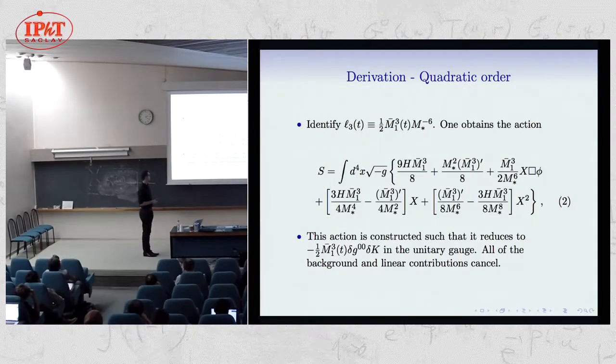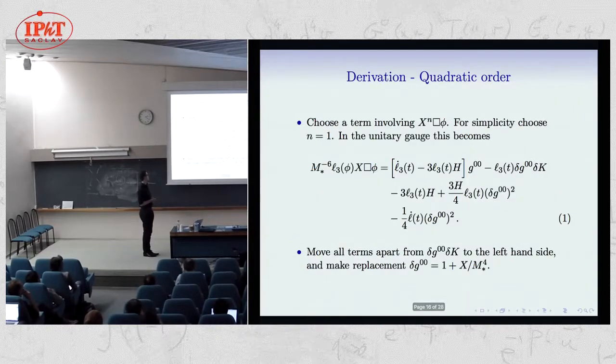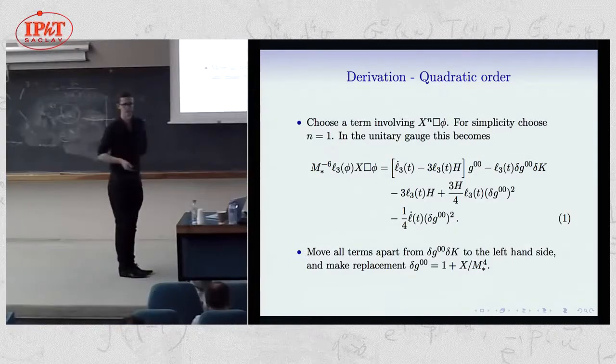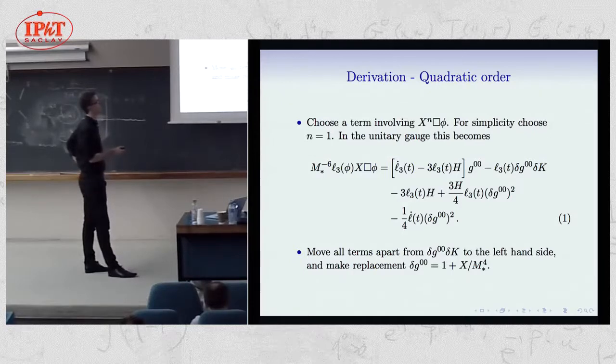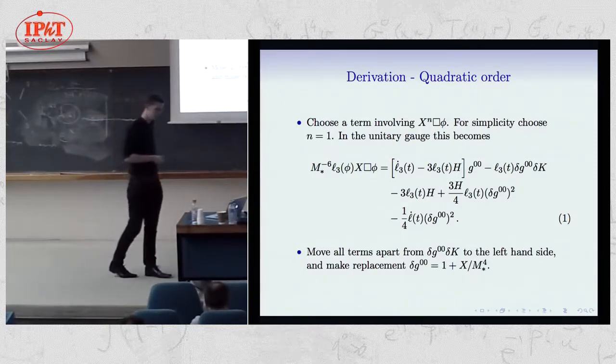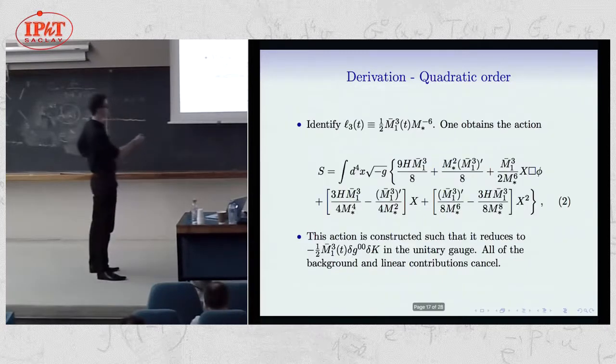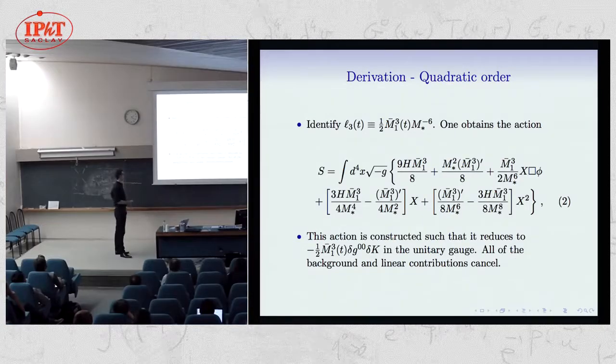So you have your x box phi term there. You have some kind of potential term, then x squared and x. And you can do a similar thing if you start from the x squared box phi, or you can do combinations thereof or whatever. As long as you get this term out here, you can see there's a particular covariant theory that corresponds to that, that reduces down.